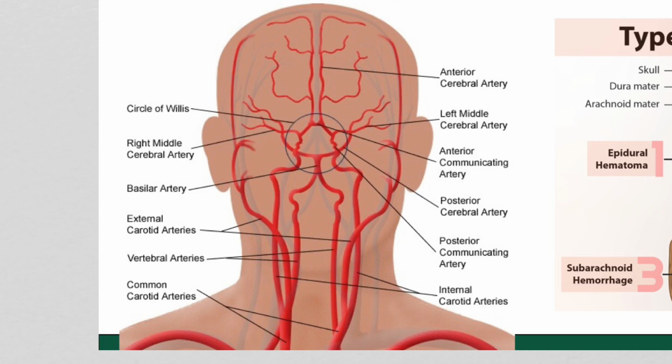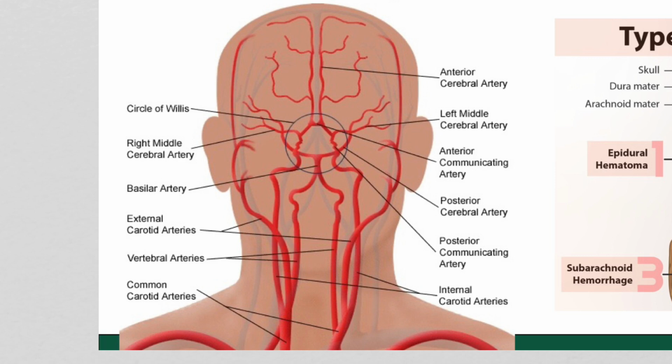Two of those arteries, the vertebral artery and the internal carotid artery. So let me trace those. The vertebral artery here, and then the internal carotid artery, those two converge together to form the circulatory network known as the circle of Willis, right? And so this is the circle of Willis.